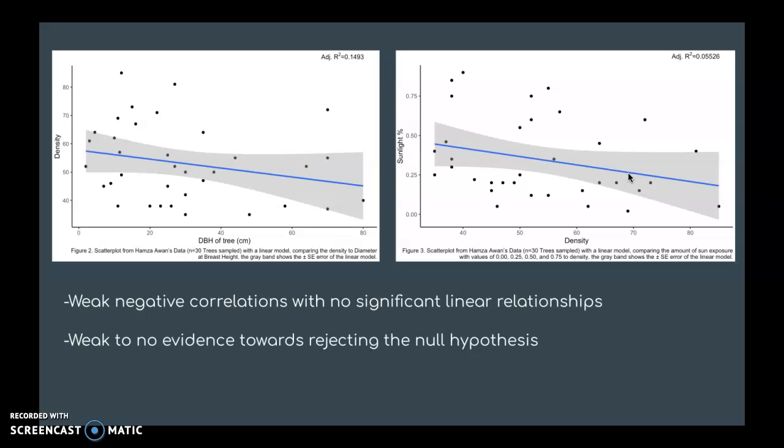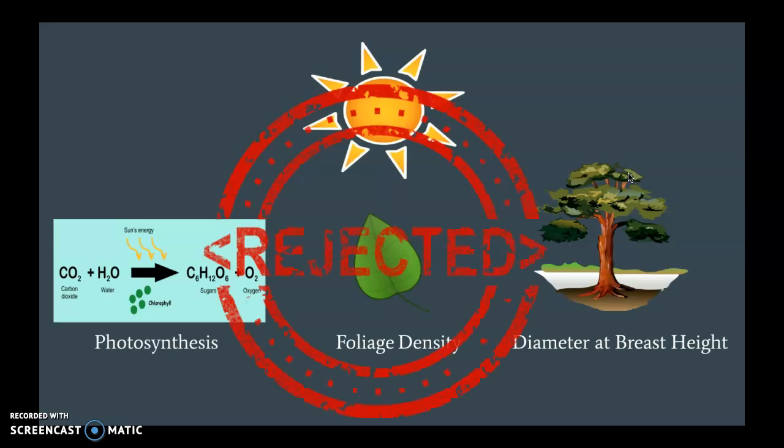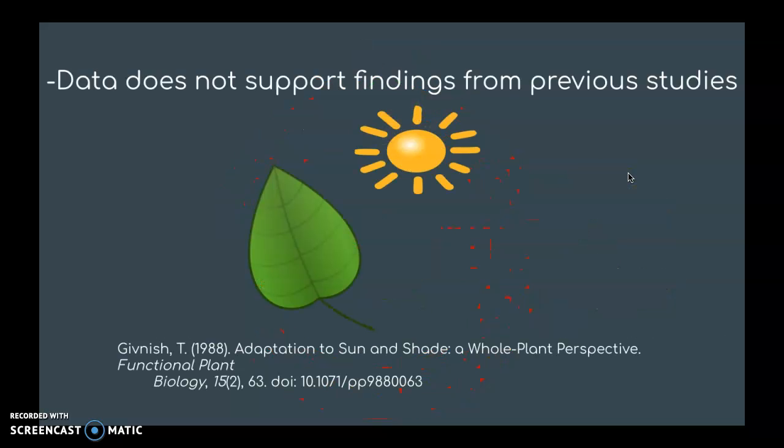The remaining results, figures 2 and 3, produced weak negative correlations with no significant linear relationships between figure 2, foliage density and the DBH of the tree, and figure 3, sunlight and foliage density. Both figures produced p-values of 0.1493 and 0.0932, which are greater than 0.05, and consequently provide weak to no evidence towards rejecting the null hypothesis. With weak to no evidence against the null hypothesis, we cannot reject the null hypothesis and support the alternative hypothesis.